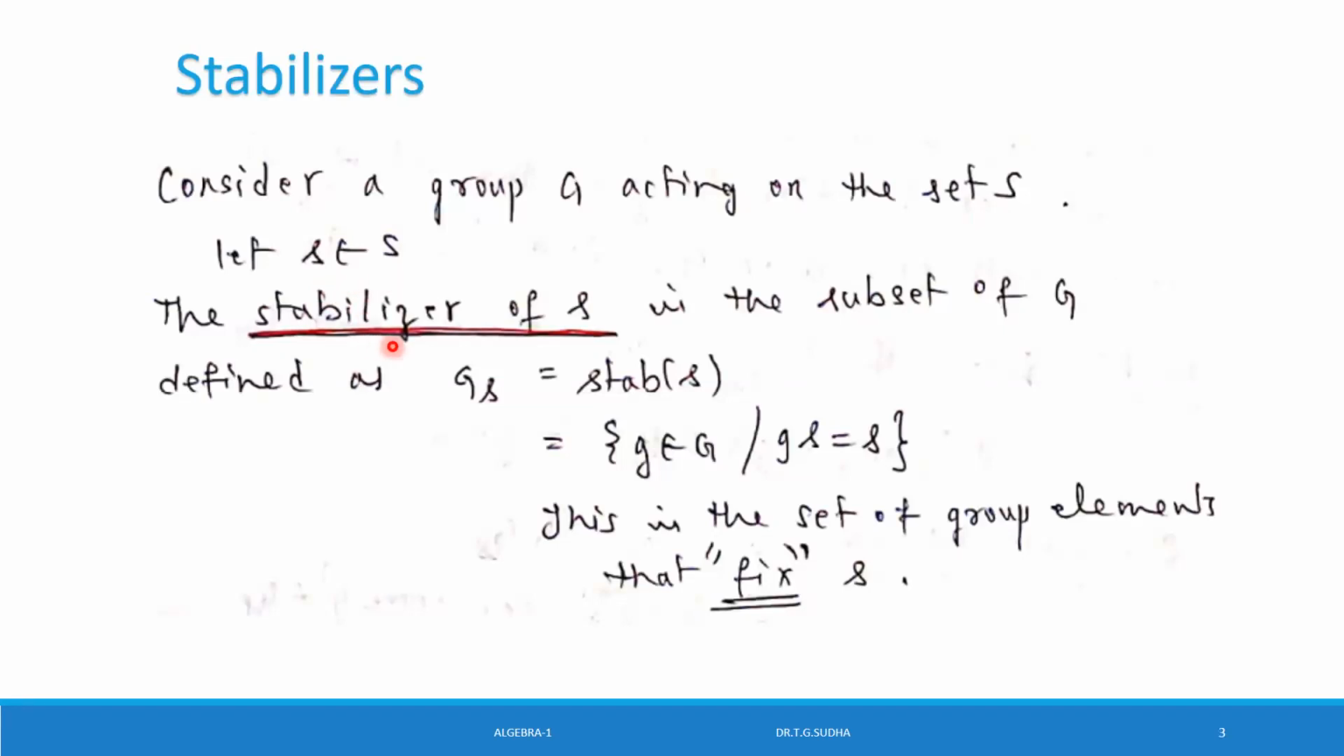Then let us define what is the stabilizer of the element s. It is the set of all elements of G which fix s. That is, gs is equal to s, and it is denoted by stab of s, or we can even denote that as G suffix s. So G suffix s is the set of all elements which belong to G which fix s. That means s is mapped onto s.